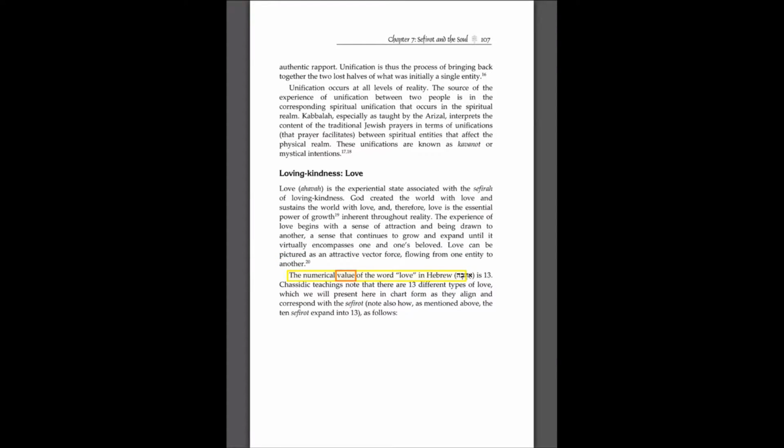20. The numerical value of the word love in Hebrew is 13. Chassidic teachings note that there are 13 different types of love, which we will present here in chart form as they align and correspond with the Sefirot. Note also how, as mentioned above, the 10 Sefirot expand into 13, as follows.